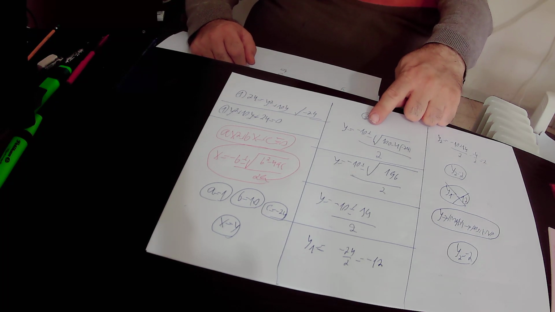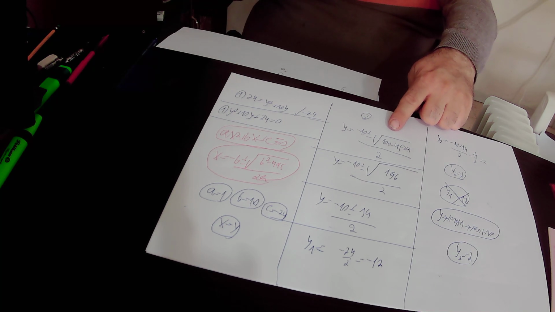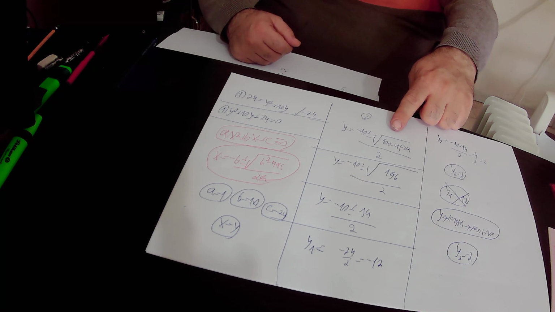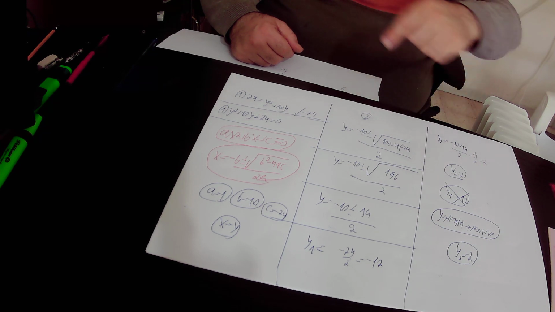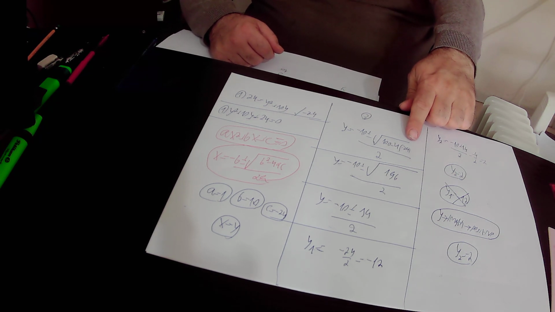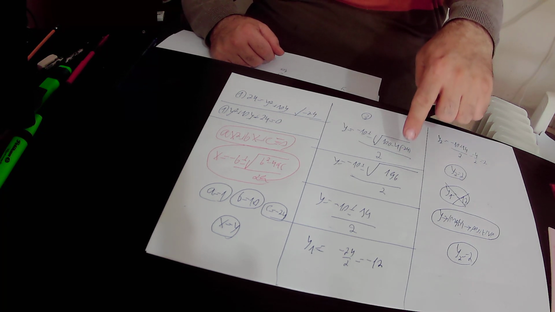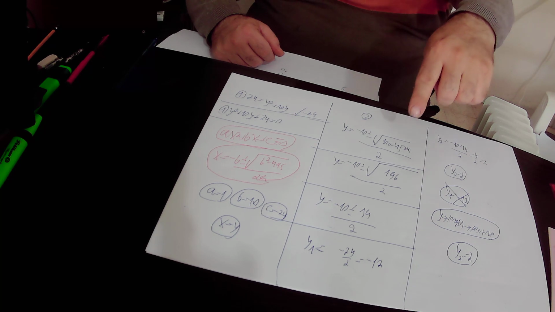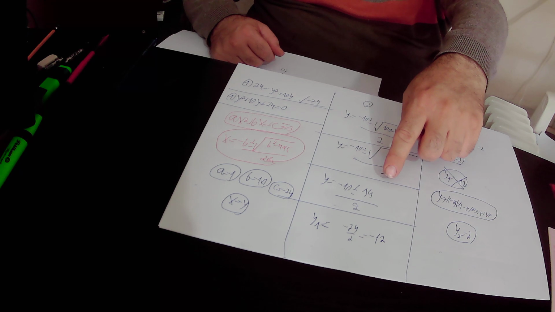So y equals minus b, b is 10, so minus b is minus 10, plus minus the square root of b squared. B is 10, so b squared is 100, minus 4 times a, which is 1, times c, which is minus 24, over 2a, 2 times 1 is 2. Minus 4 times minus 24 is plus 96. 96 plus 100 is 196. And the square root of 196 is 14. So we got that y equals minus 10 plus minus 14 over 2.